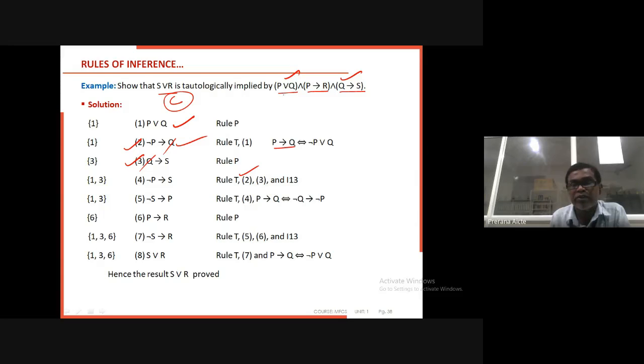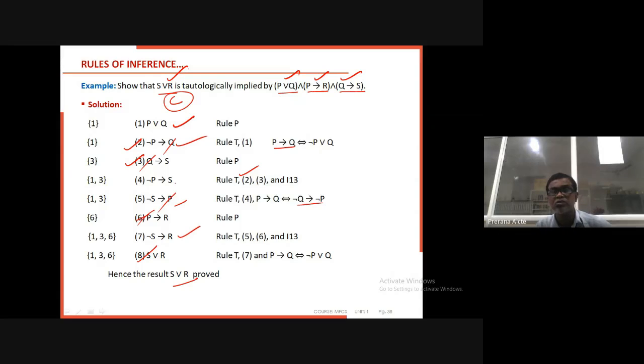Now I introduce another one. This negation P implies S can be written as negation S implies P by following this particular formula. After this, I use P implies R: negation S implies P, P implies R. P gets cancelled, and negation S implies R is obtained. Finally, this can be written as S or R. S or R is the conclusion we require. Actually, all these steps are not required.